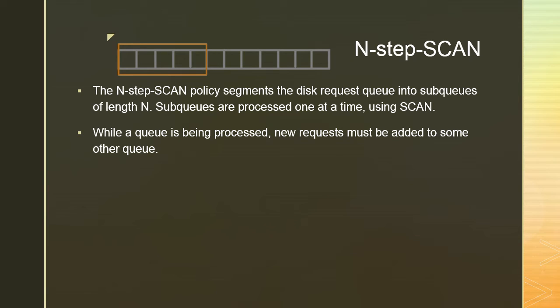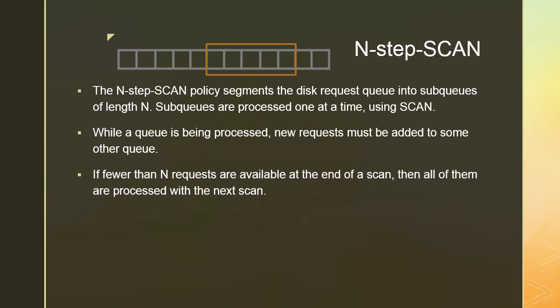While a queue is being processed, new requests must be added to some other queue. So since the first 5 items are being processed, additions will not be made to the first 5 slots. If fewer than n requests are available at the end of a scan, then all of them are processed with the next scan. So once we are done with the first 5 requests, instead of processing the next 5 requests, we will process the next 7 requests with scan.